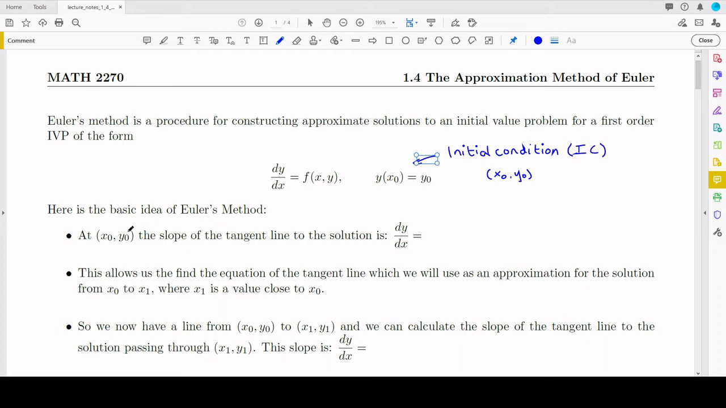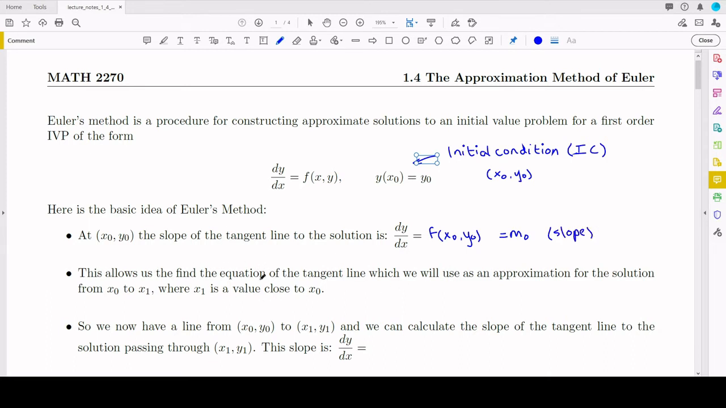At that initial point x naught, y naught, the slope of the tangent line to the solution is the derivative dy/dx, and in this case that's our function at x naught, y naught. Now let's call this m naught for now. This represents the slope of the solution.